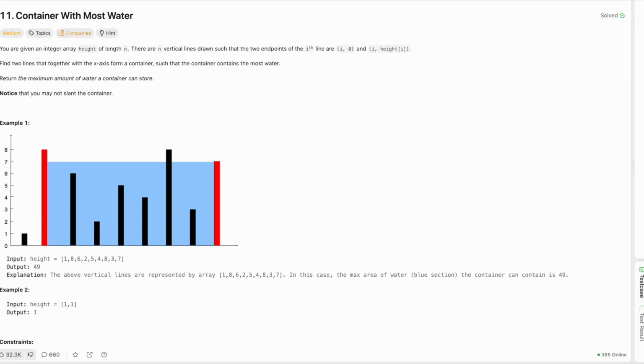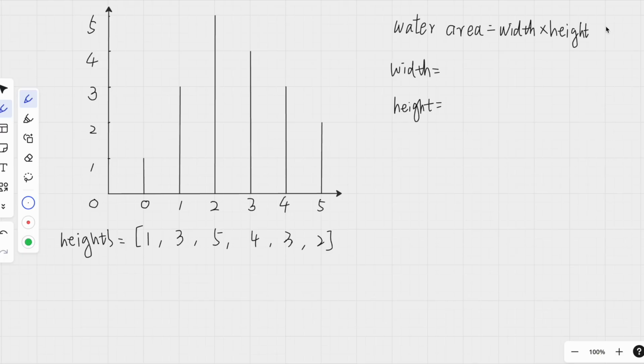This is LeetCode problem 11, Container With Most Water. You are given an integer array, height, of length n. Find two lines that together with the x-axis form a container, such that the container contains the most water. Return the maximum amount of water a container can store. Now, let's look at an example.